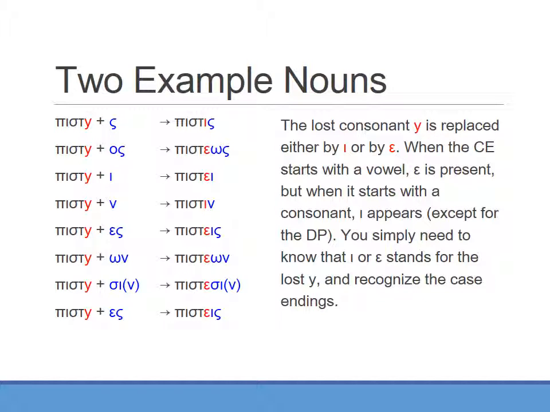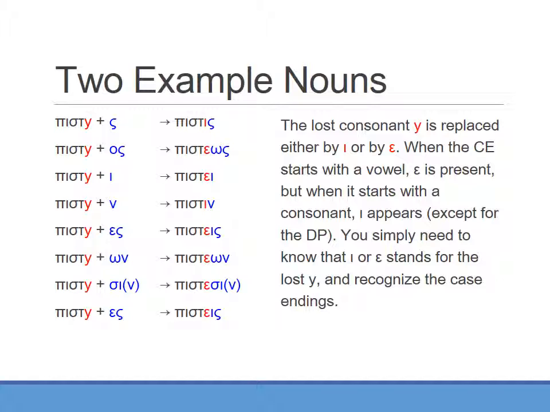Here is a more detailed look at pistis as it is happening. So the lost consonant, consonantal yod, represented on the left hand side by Y, is replaced either by iota or epsilon. We've already said when the case ending starts with a vowel, we're going to see epsilon in place of the consonantal iota, and when it starts with a consonant, we are going to see iota. One exception to that, but generally that holds.